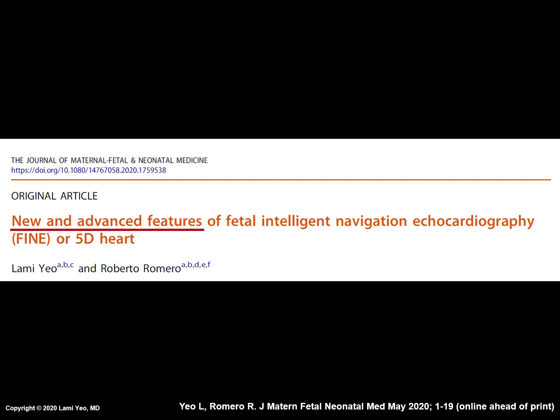We have described predictive or intelligent cursor placement in a recent publication by our team entitled New and Advanced Features of Fetal Intelligent Navigation Echocardiography, or 5D Heart.